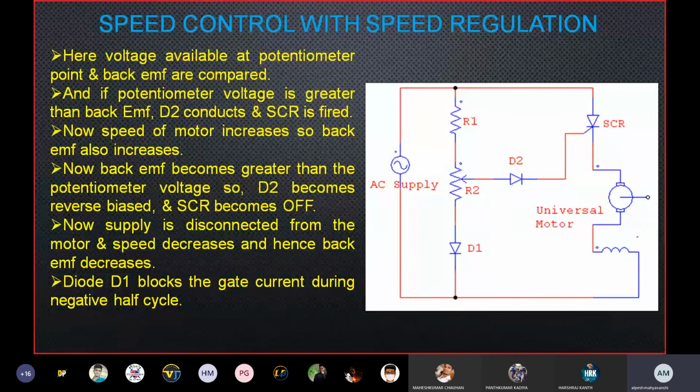And when this back EMF becomes less than this potentiometer terminal voltage, at that time this D2 diode becomes forward biased. Gate pulses are given to the SCR. SCR becomes on. Supply is given to the motor. So speed of motor increases.